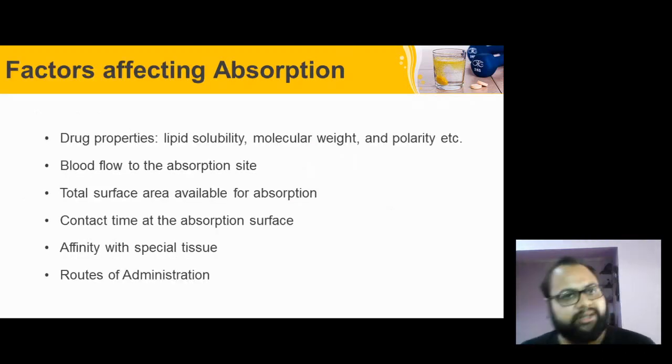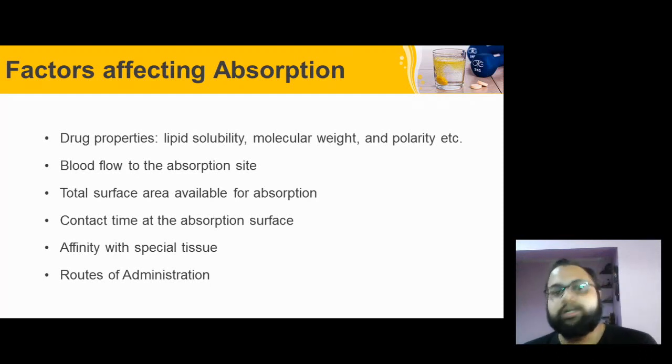Factors which affect the absorption: your first would be the drug properties, so your lipid solubility, molecular weight, polarity, etc. These are the various drug properties which can affect whether a drug can be absorbed into your intestine. Second is the blood flow. This is very important, because the more the flow of blood, the better your absorption will be.